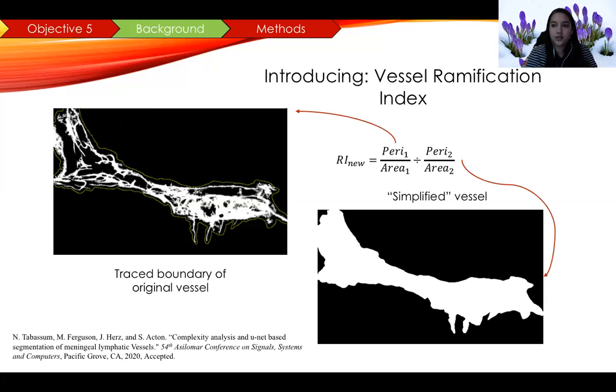Since the lymphatic vessels are not centered at a cell body or soma, it doesn't make sense to compare to a circle. Instead of comparing to a circle of the same area, I decided to compare to a simpler vessel, a vessel with one smooth contour all along the outside. A rough approximation of the boundary is shown on the left with the boundary in yellow. The boundary is then filled to create a simplified vessel, whose perimeter and area are calculated to compare to the original unfilled vessel. The new ramification index formula is then a ratio of the perimeter and area of the two vessels.